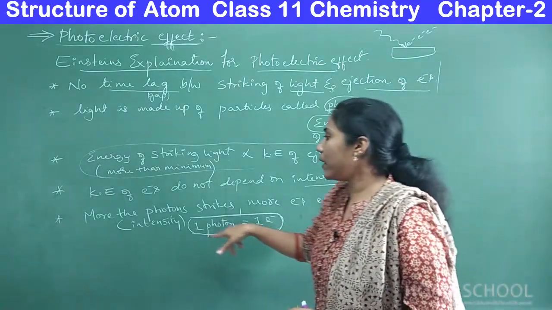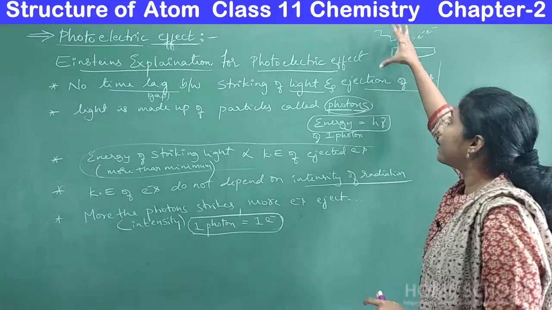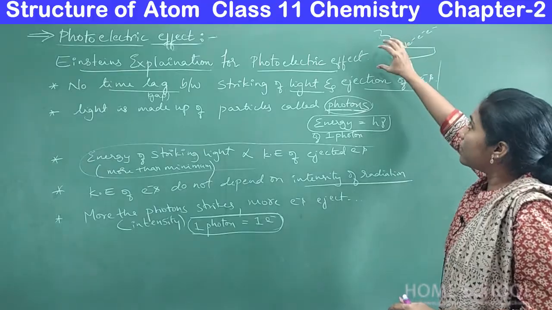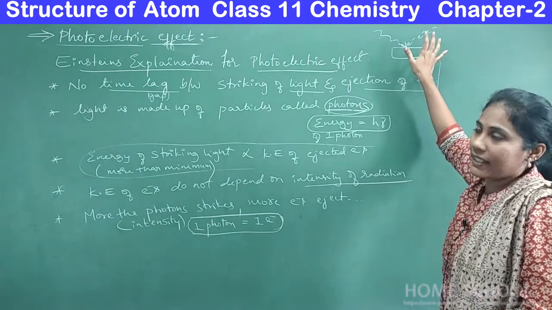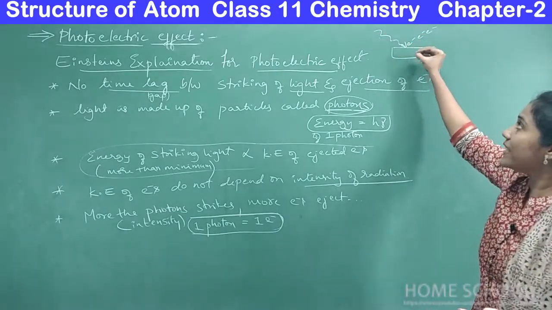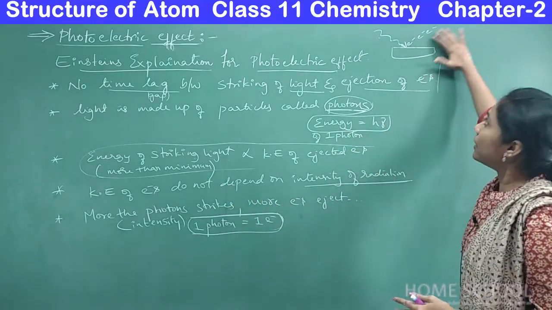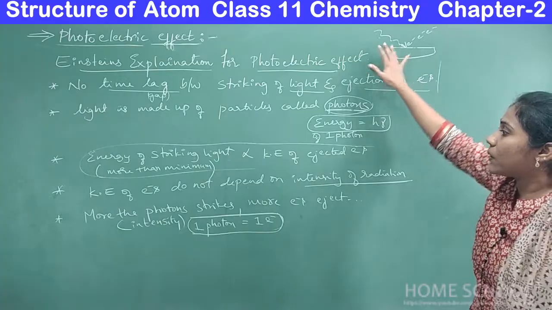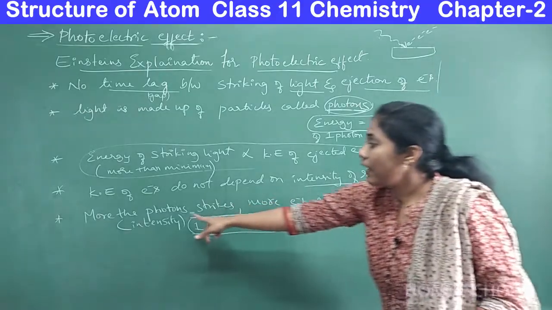And the next point you can observe: the more photons strike a surface, the more the intensity. Brighter light will have more photons. Once your energy criteria is satisfied, once you supply the minimum energy to observe the photoelectric effect, then with brighter light, more photons strike and more electrons get ejected. But the kinetic energy of ejected electrons depends on frequency, whereas the number of electrons ejecting from a surface depends on the intensity.